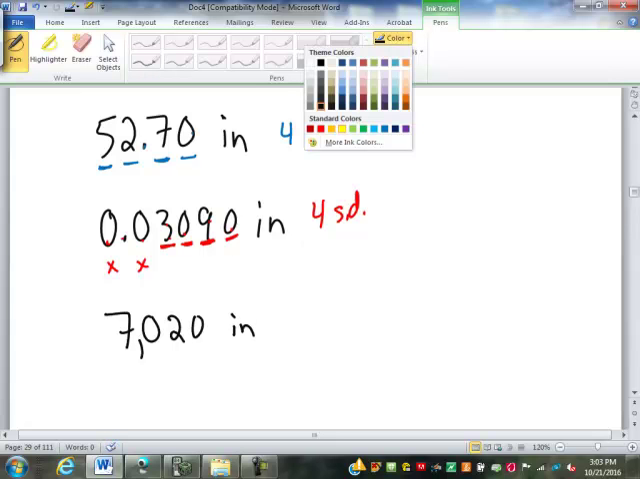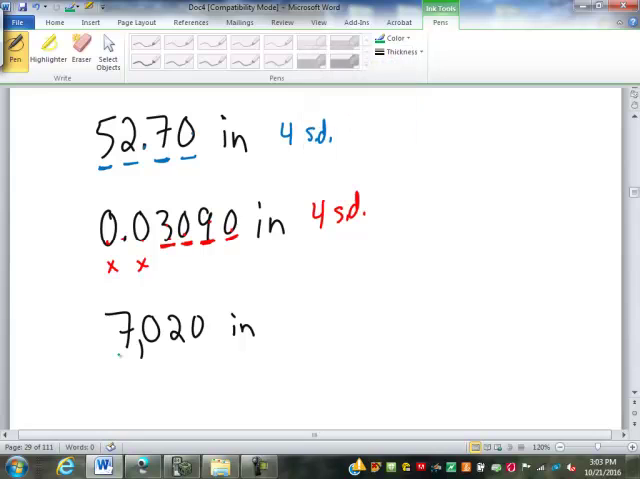So here, 7,020 inches. The 7? Yes. This 0? Yeah, because it's between the 7 and the 2, and we know the 2 is. How about this 0? Careful. It's before the decimal point, so it's only significant if it's either between other digits or if it's indicated. And it's not between other digits, and it is not indicated. So that number only has 3 significant digits.